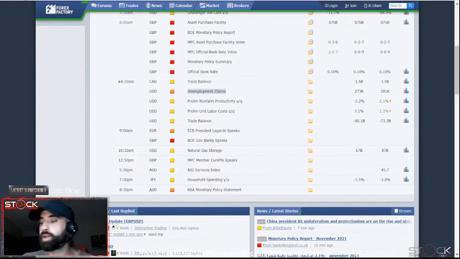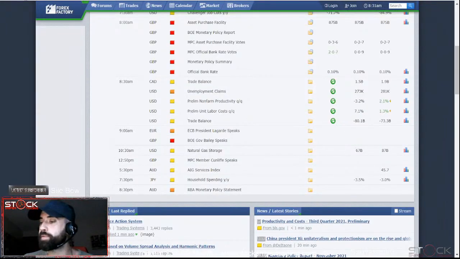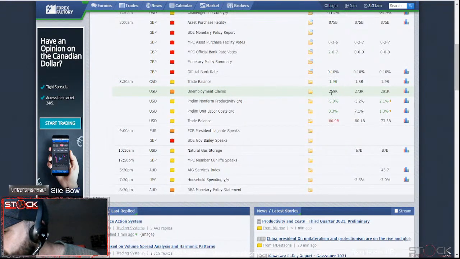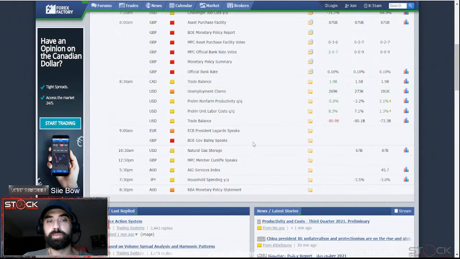I already placed my trade on US30. I can send it to the free FX group. I sold at 36177.05. US claims neutral, guys, neutral. The other areas of US news, we have some prelim labor costs, prelim non-farm productivity. The trade balance obviously is negative.